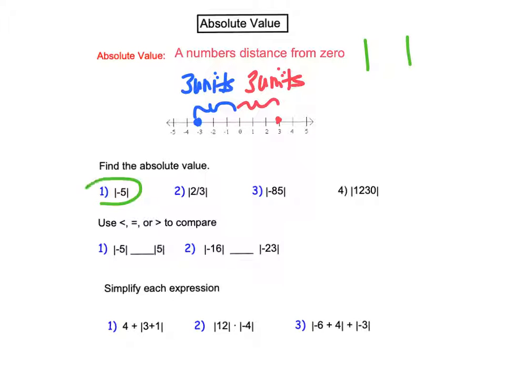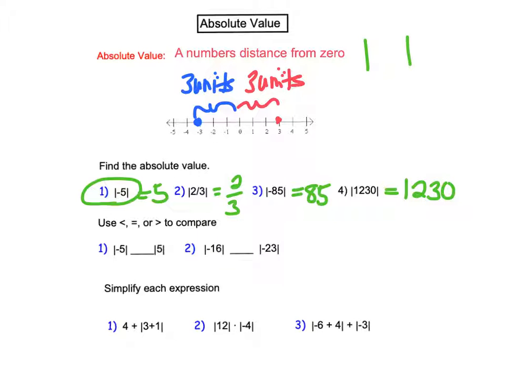When we are asked what the absolute value of negative 5 is, we're supposed to interpret that as how far is negative 5 from 0? Well, the answer is simply 5 units. When we're asked the absolute value of 2/3, how far away is that from 0? The answer is 2/3. Negative 85. How far away from 0 is that? It's 85 units. And 1,230. The absolute value of that is still 1,230.